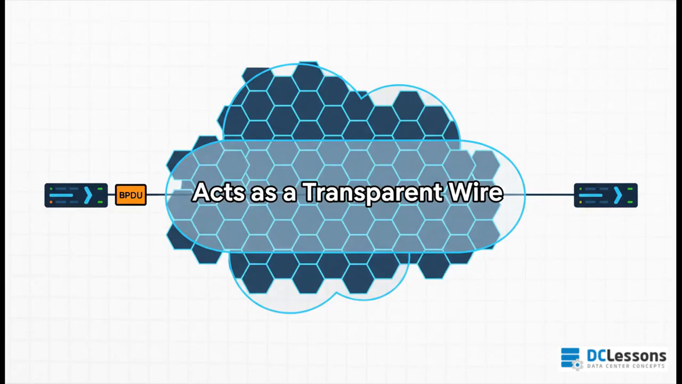The most important thing to get here is that ACI does not play the spanning tree game. It doesn't generate BPDUs, it doesn't try to become the root bridge, none of that. Its only job is to be a big, dumb, transparent wire. It needs to take the BPDUs it gets from one external switch, pass them through the fabric untouched, and send them out to another external switch, letting them figure out the loop-free path on their own.